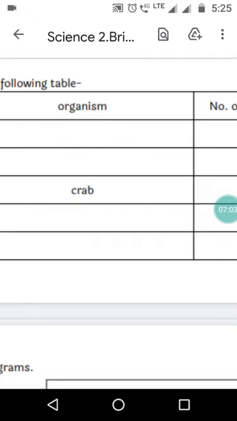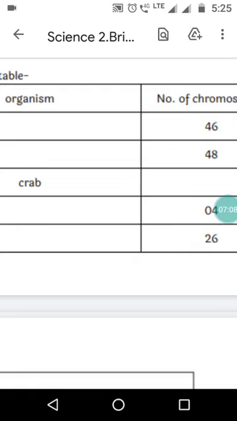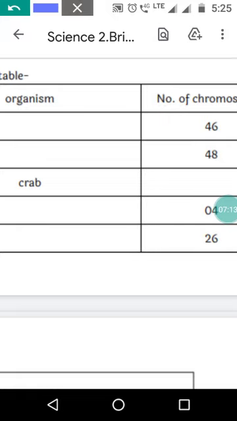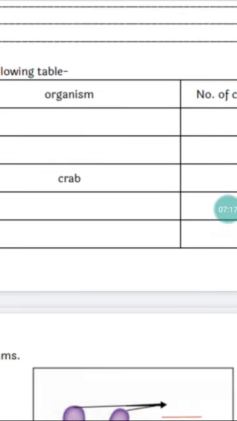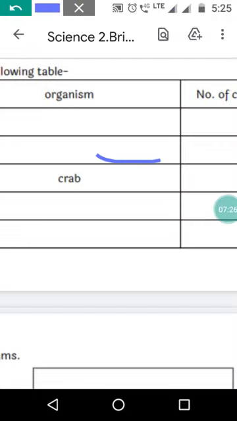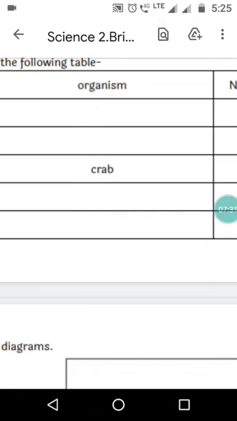Okay, next one is given, that is 48 chromosomes. Where are the 48 chromosomes present? 48 chromosomes are present in a potato. Okay, then the next one is a crab. In case of a crab, how many chromosomes are there? 200 chromosomes. You can refer to the textbook.